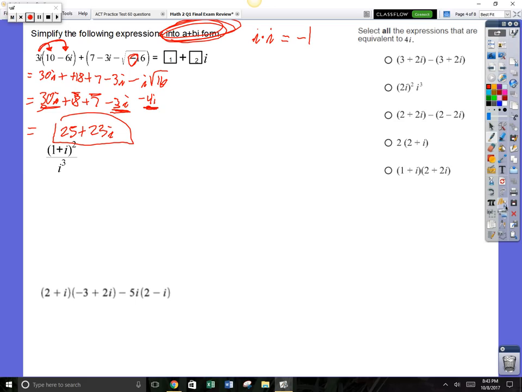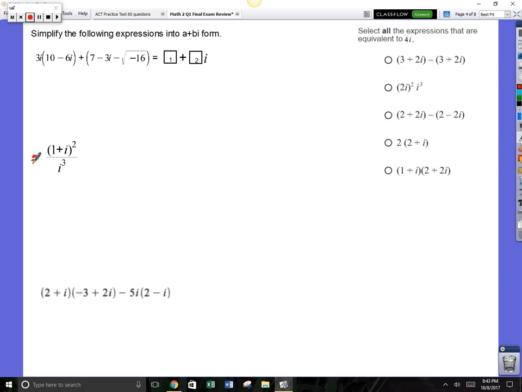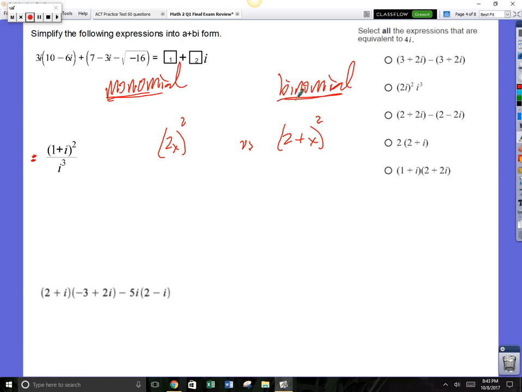Okay, let's look at this guy right here. Okay, now rule number 1. This is a big deal. If you had a 2x squared versus 2 plus x squared. We call the first one a monomial, and we call the second one a binomial. Okay, a monomial only has one term. Binomial has two terms. It's got a number, and then it's got a letter.